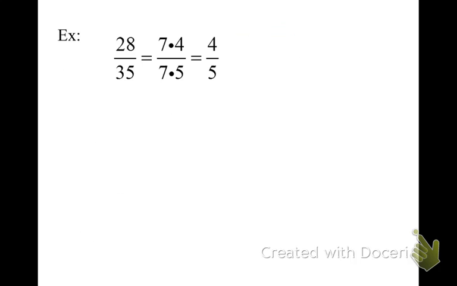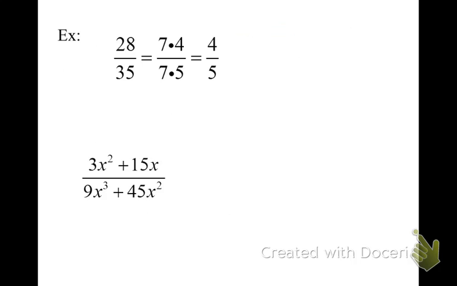So if we start with 28 over 35 and we say, okay, simplify. So we're going to factor the numerator. Well, 28 factors into 7 times 4. Factor the denominator. Well, 35 factors into 7 times 5. Cancel factors, not terms. So the 7's will divide out. What's 7 divided by 7? 1. So there's really a 1 there, but we don't write it down. So we're left with a 4 in the numerator and a 5 in the denominator, and that is a simplified fraction.